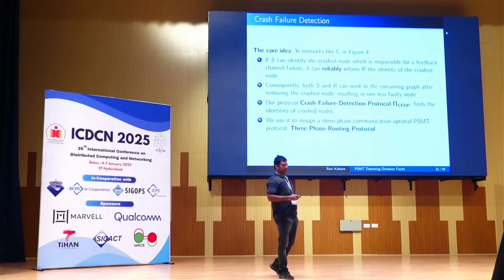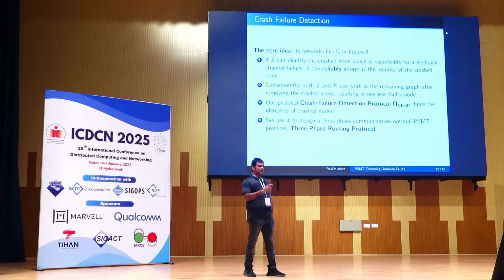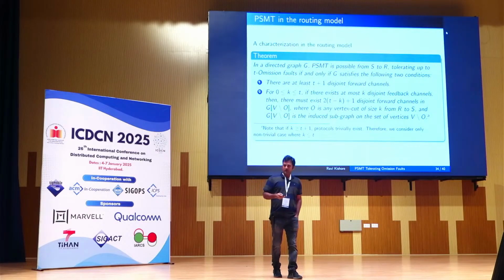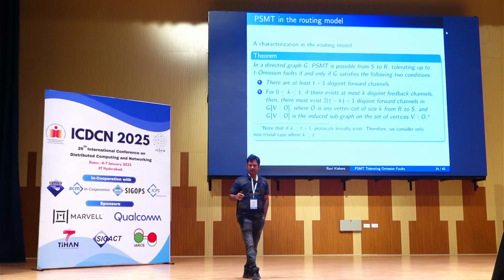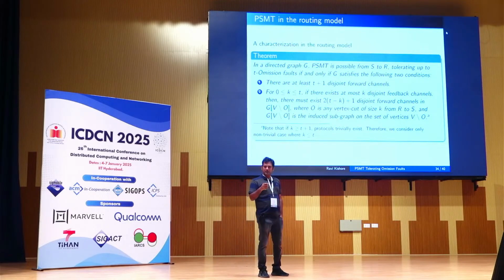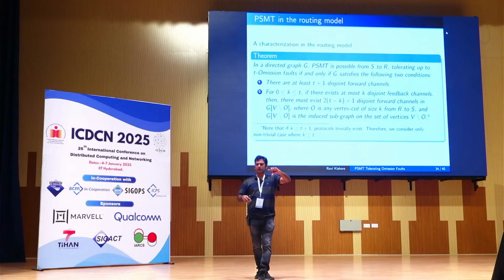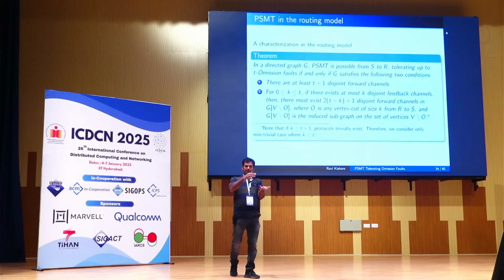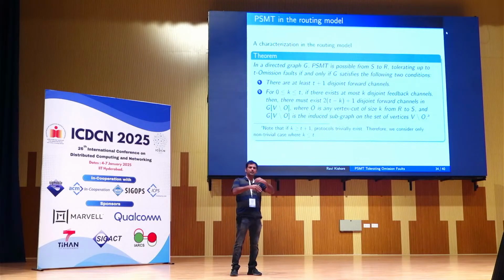So that's the crash failure detection protocol. So now the characterization comes to this. Yeah. So characterization is we need at least t plus 1 disjoint paths, and then if there are at most k paths from the receiver to the sender, then for any vertex cutoff of size k, you remove that, then PSMT should be possible in the leftover graph tolerating t minus k paths.